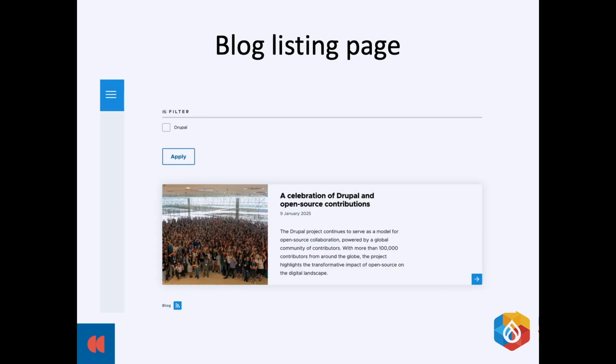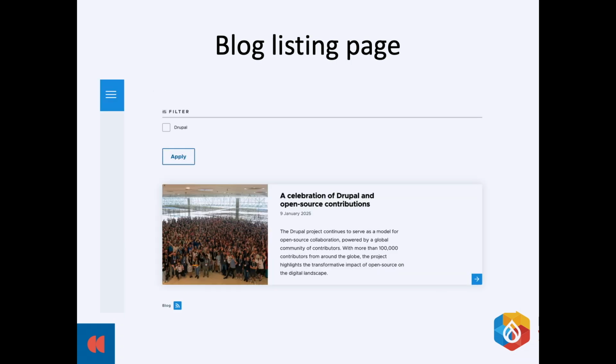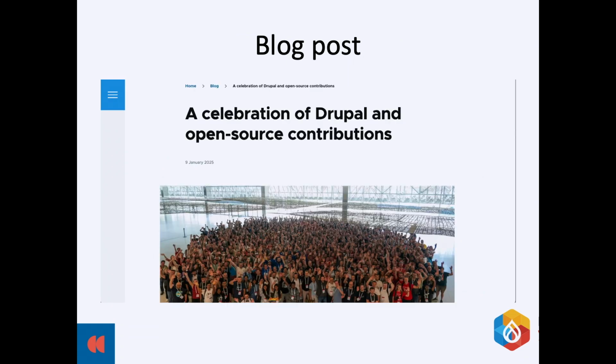You can see the filter at the top. If you've got more tags, more will appear, and you can tick them. That's what the better exposed filters do, and selective better exposed filters. So you can tick those, and it works similar to facets. You can apply it, and if you had more than one content, you would see more, obviously, but the RSS feed is at the bottom.